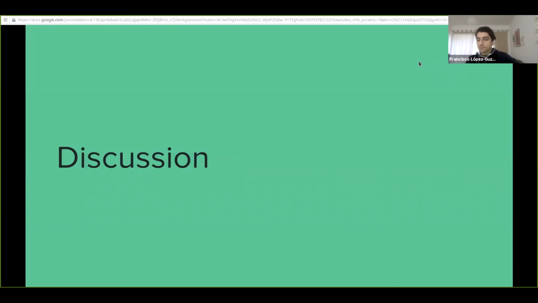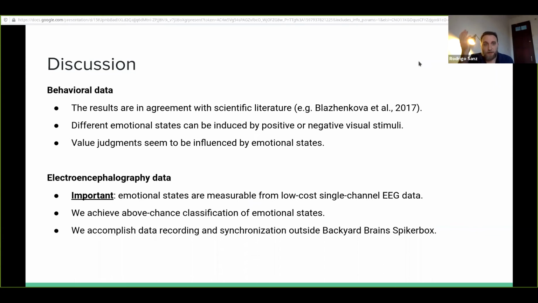And Rodrigo. So for discussion, first, we were happy that the results are in agreement with the scientific literature, as I told you before. So generally in the behavioral data, we found that the subjects tend to respond to positive images as in the rest of the scientific literature, and that was very, very good for us.